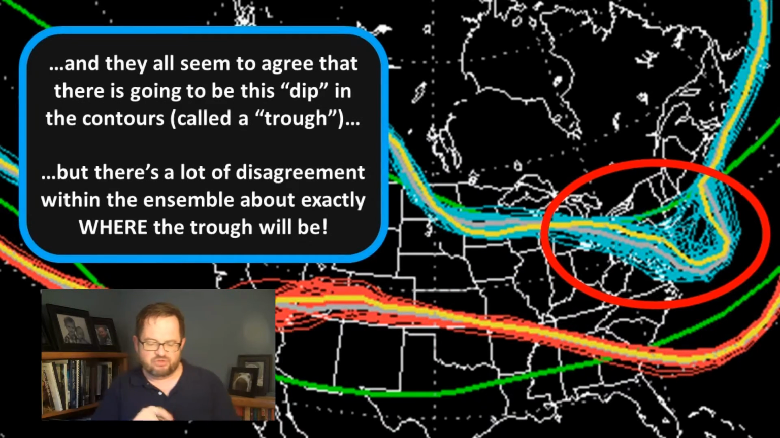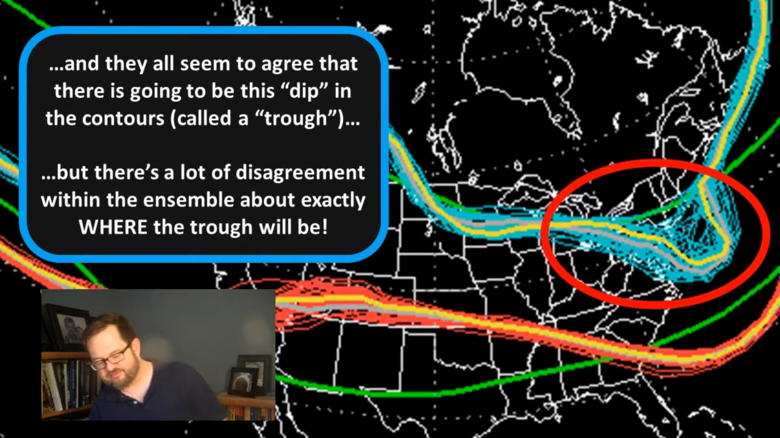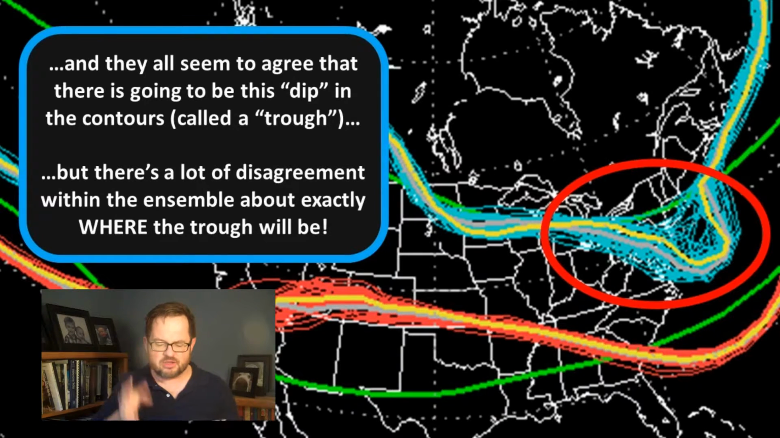Like, for example, this feature in the red circle here off the east coast of the United States, that happens to be a little feature called a trough. But you can see how there's sort of a bend in those blue contours, and all 21 versions of the model have a slightly different idea as to where that trough is going to be. Some have it a little farther east, some a little farther west, some a little farther north, and that's going to make some uncertainty in our forecast right there. There is some disagreement within the model as to where the trough will be.